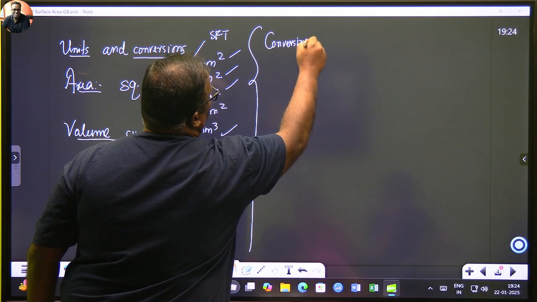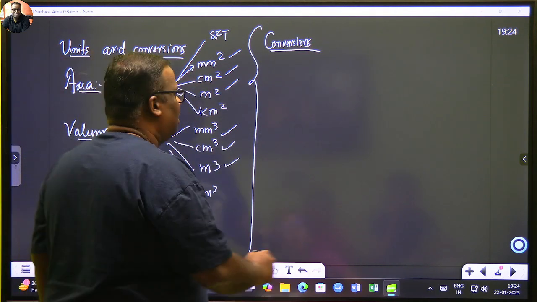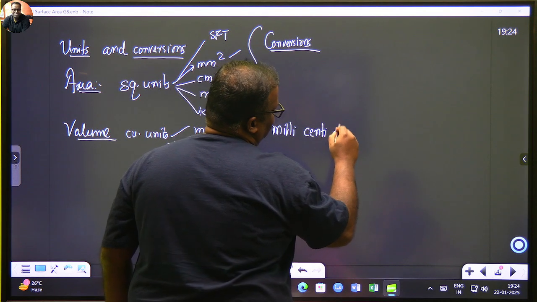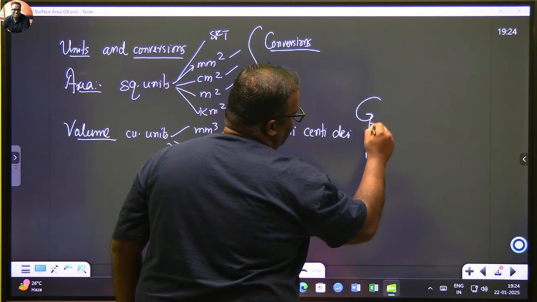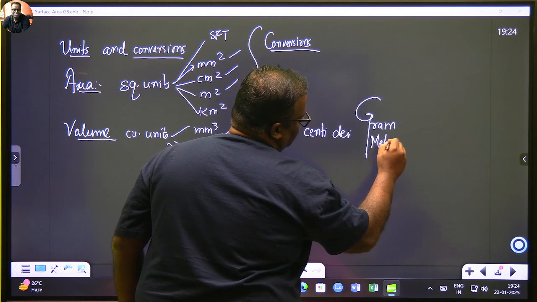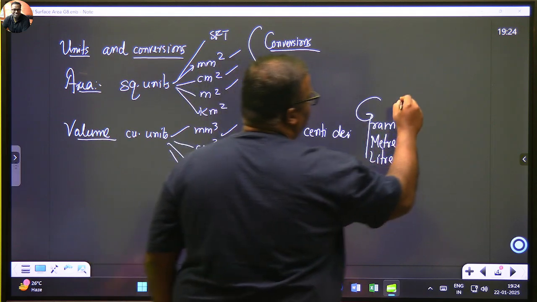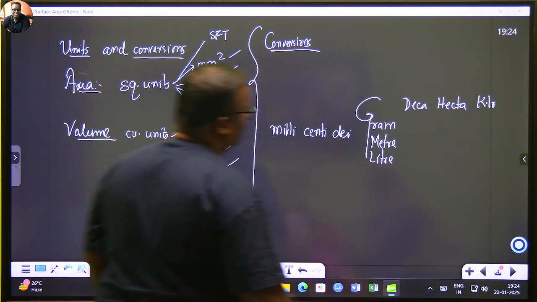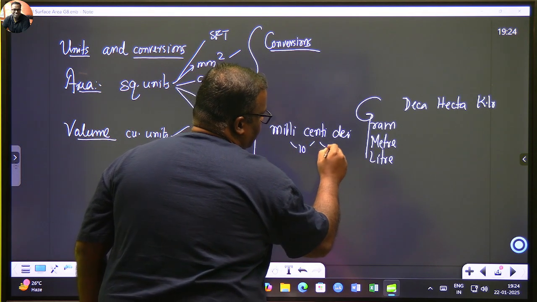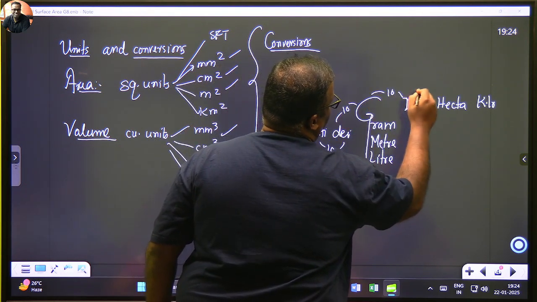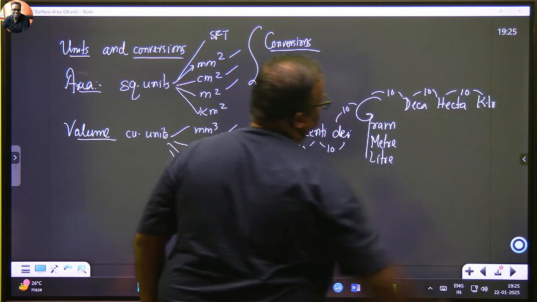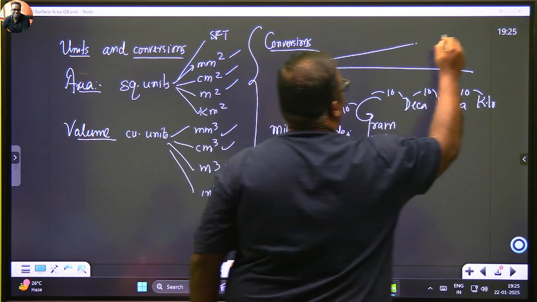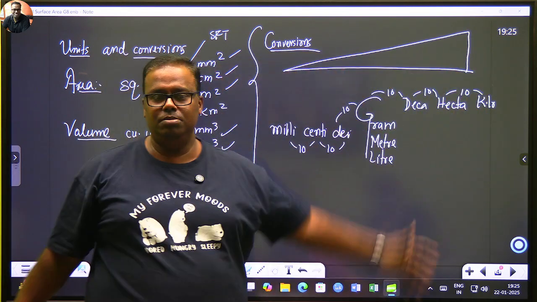Poem याद है? What was the poem? Milli, centi, deci, and then write the gram with the capital. Gram can also be meter, can also be liter. Then deca, hecta, and then kilo. Everything has a difference of 10, 10, 10, 10, 10, 10. Understood? You are going from small to large. Milli, centi, deci, gram, deca, hecta, kilo.